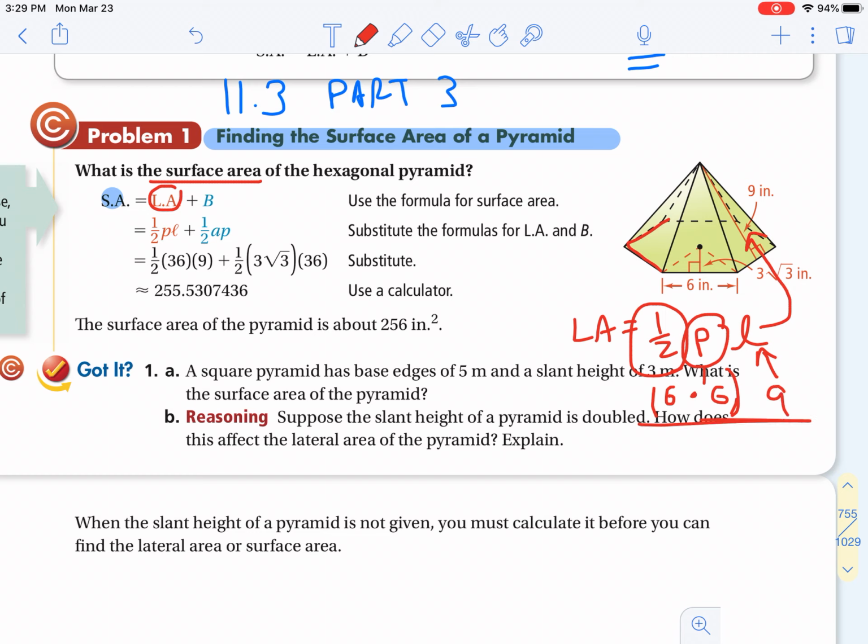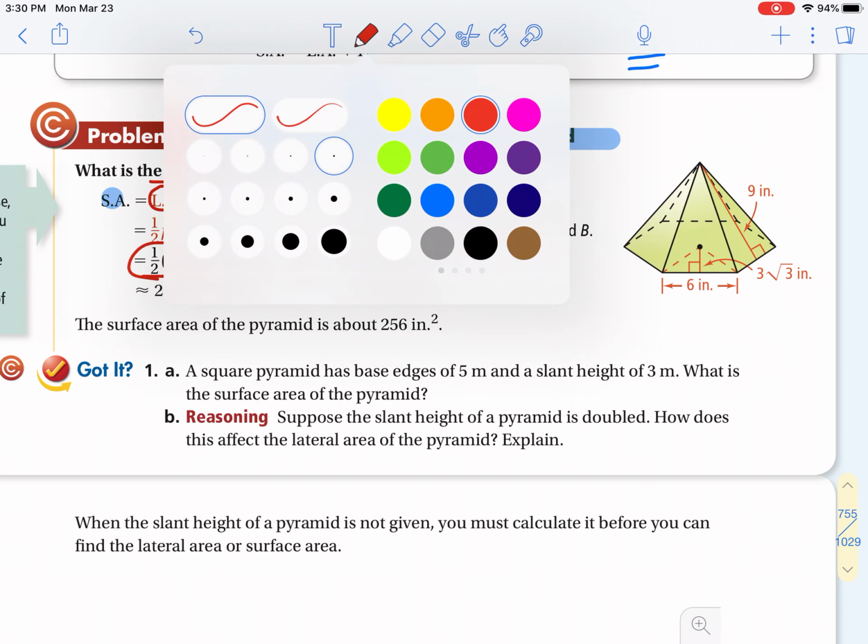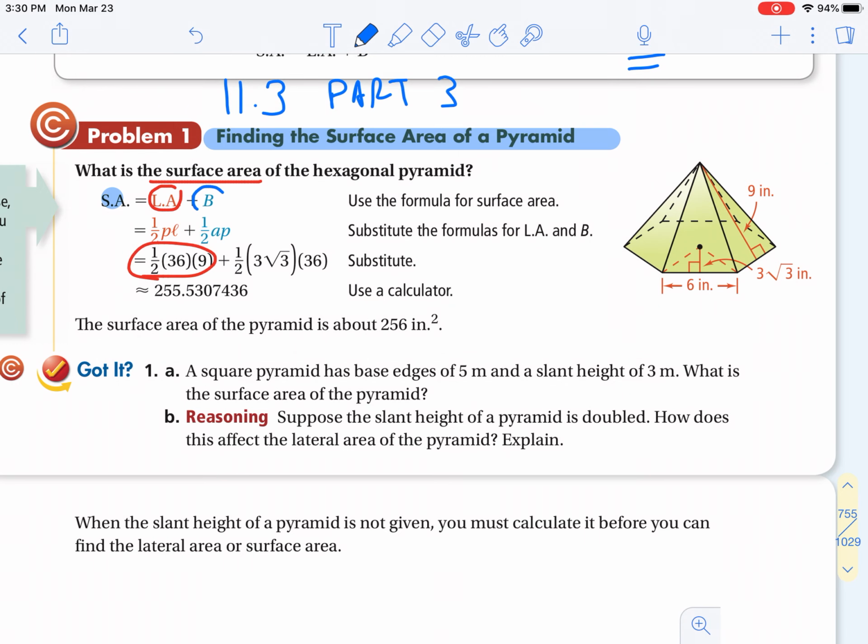So if we take this information and go all the way back, we can see it right here: half times 36 times 9. Throw that in your calculator and press the hold button, save it in the memory button, and then we'll move on to the next part, which is the actual base. As I said in the previous video, there's no formula for base because it really just depends on what base we get. In this case, we have a hexagon.